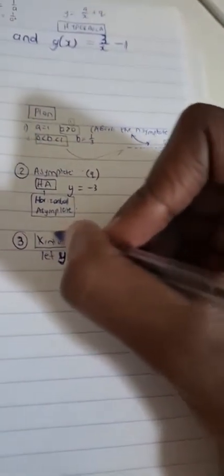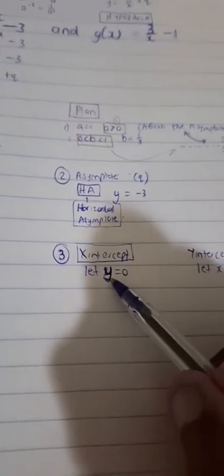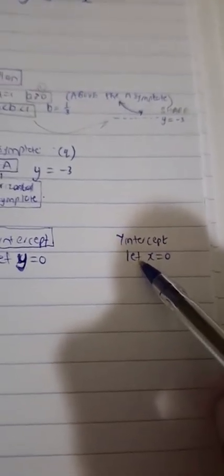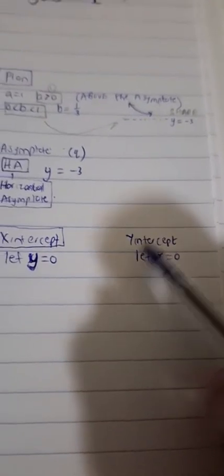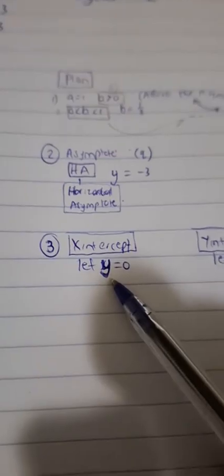X-intercept, that's where the graph cuts the x-axis. We let y be equal to 0. The y-intercept, that's where the graph cuts the y-axis. We let x be equal to 0. So we're going to quickly go ahead and check. When we let y be equal to 0 in this particular function, what do we get as our corresponding x value?